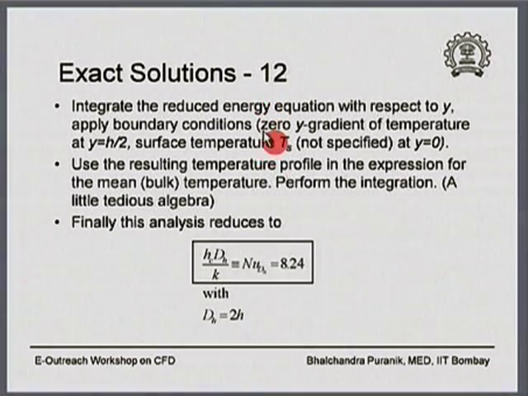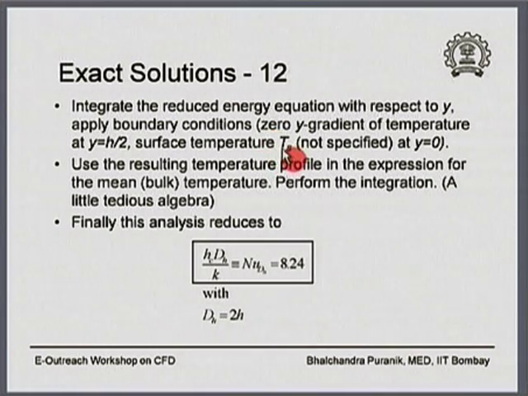The two boundary conditions that we will employ here in this case are that because the problem is symmetric about y equal to h by 2, as we have drawn in the sketch, the variation of temperature with y at y equal to h by 2, which is the y gradient of temperature, will be essentially equal to 0. So that is one condition, which is dT/dy at y equal to h by 2 equal to 0.